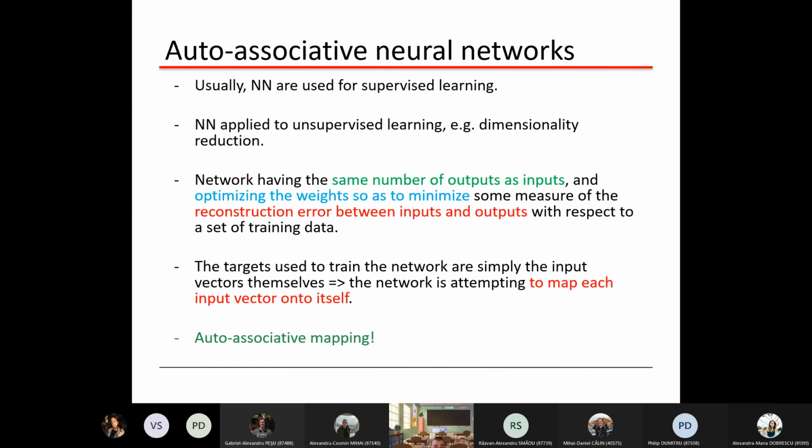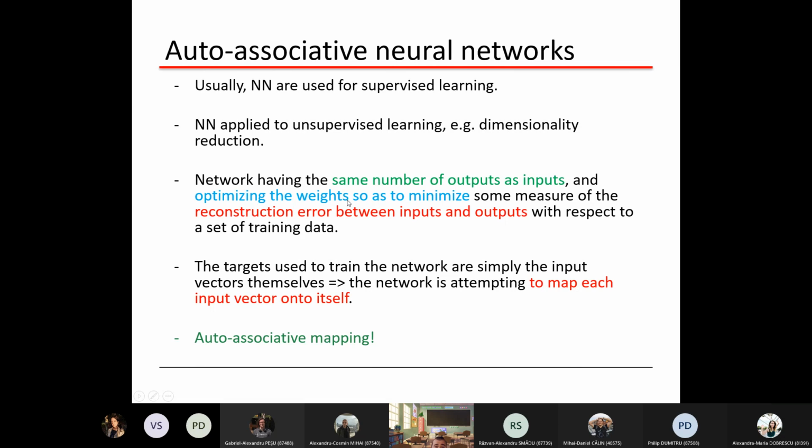The final topic will be auto-associative neural networks. You know, most of the time neural networks are used for supervised learning, but however, they can be applied to unsupervised learning, like dimensionality reduction, to project the data onto a lower subspace and then to be able to reconstruct them. And these kind of networks are called autoencoders.